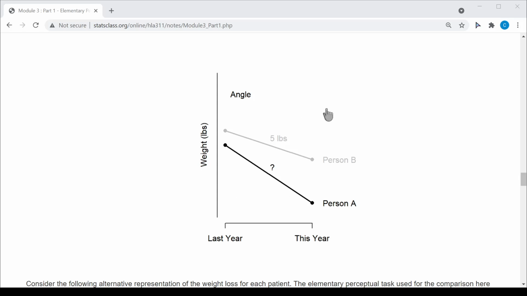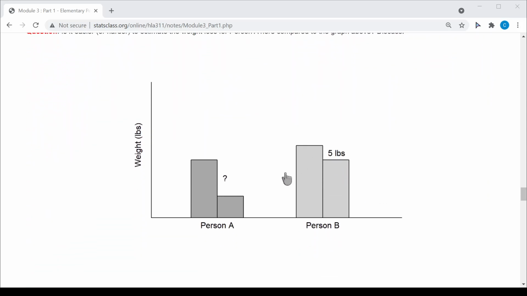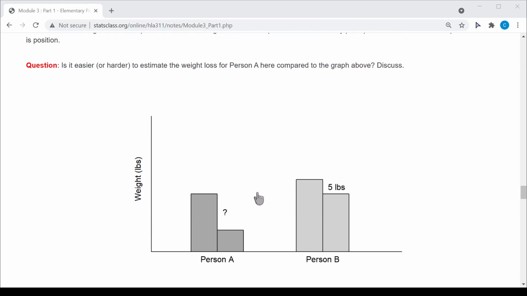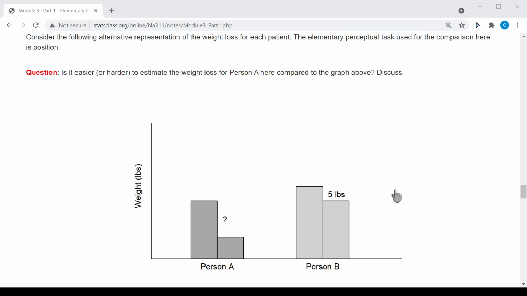If I just redraw this graph or provide an alternative representation of this information, so here I have person B on the right and person A on the left. The amount of weight loss here is 5 pounds. How much is the weight loss here for person B? Again, this is the same information that's represented in this graph, but it's just represented in a different way.